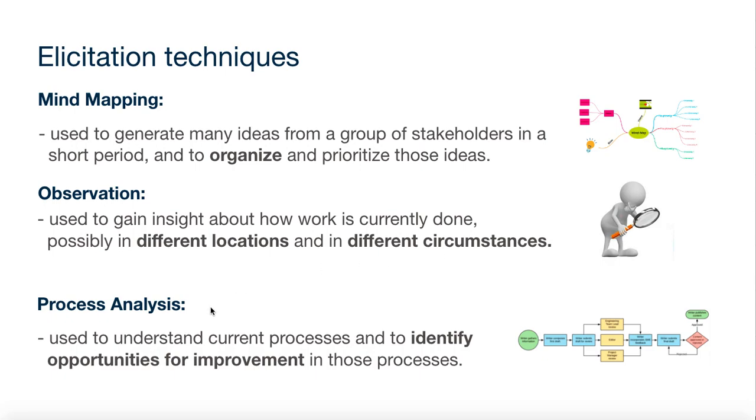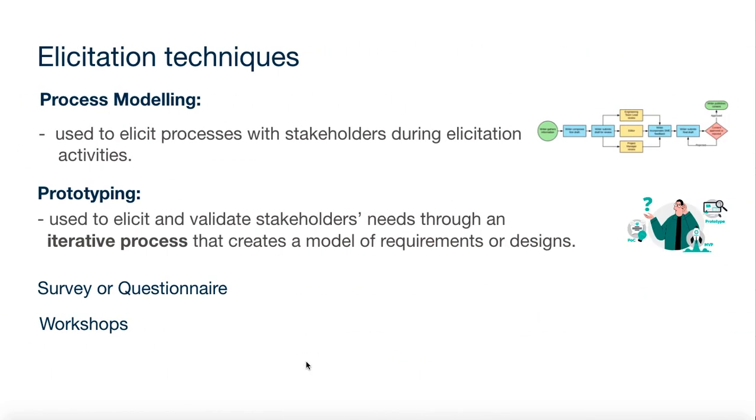The next one is process analysis, where you sit down again and try to understand what the current process looks like, and you want to identify opportunities for improvement in those processes. That's another technique. And another one is process modeling. So, apart from analysis, you would want to model that process. And that's where you connect with stakeholders and the right SMEs, where you would elicit this whole process modeling session, and you would start building your process.